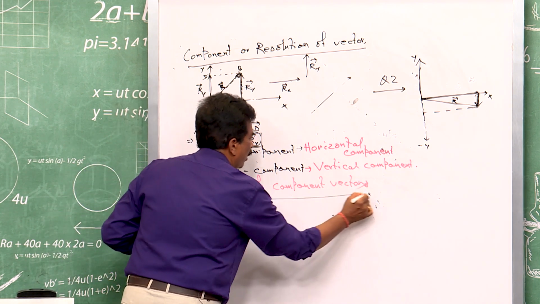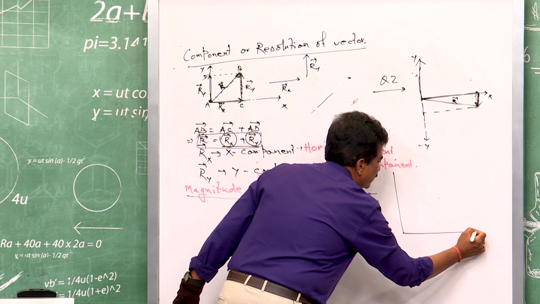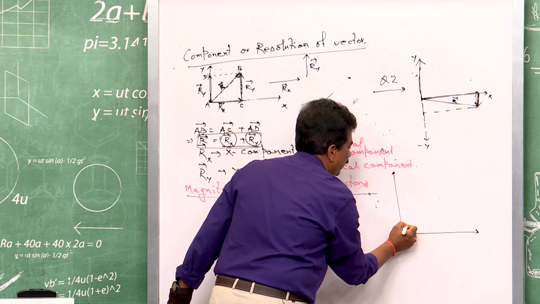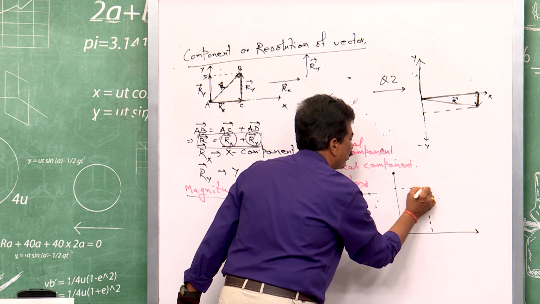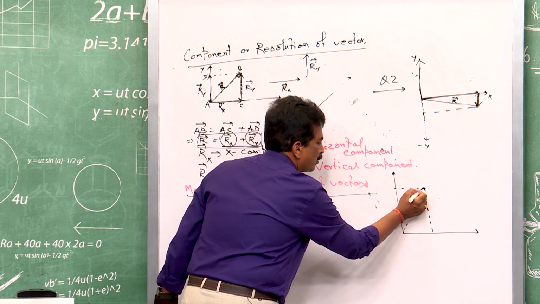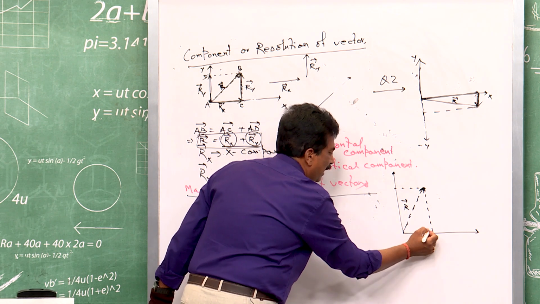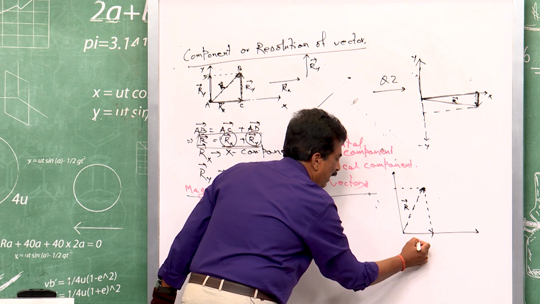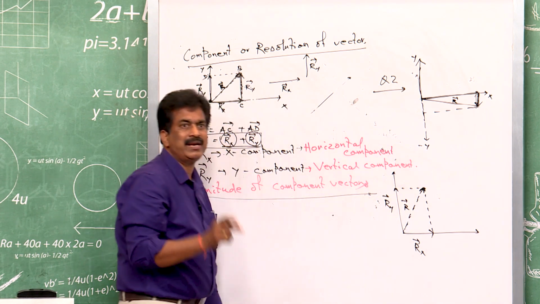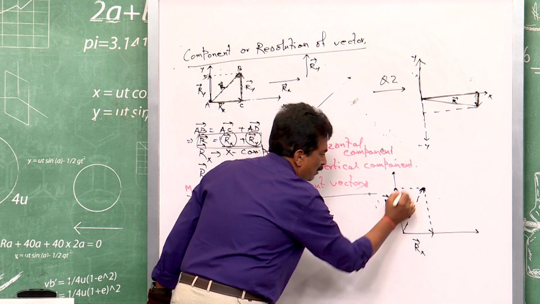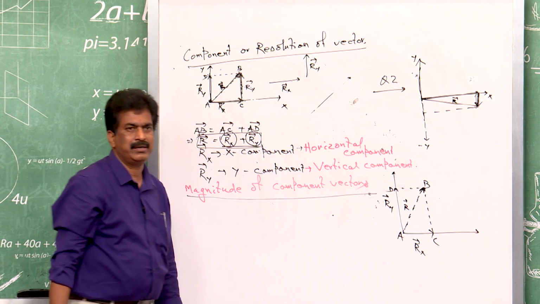Magnitude of component vectors means this is the y axis, this is the x axis. We have taken a vector and for its components you have to draw perpendiculars. Suppose this is the r vector, and this will be the rx and this will be the ry. So we have to find its magnitude. To find its magnitude, let us name the points A, B, C and D.